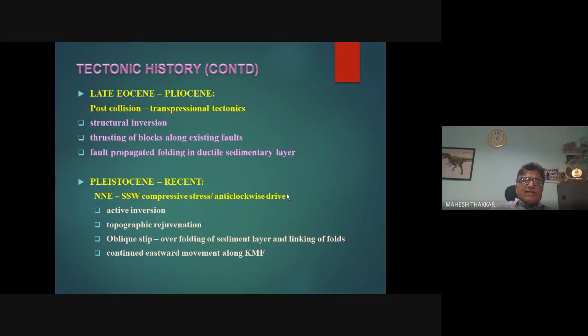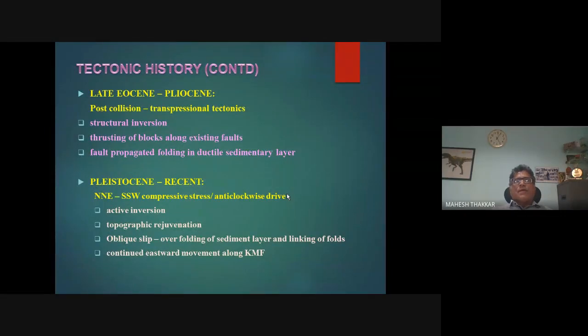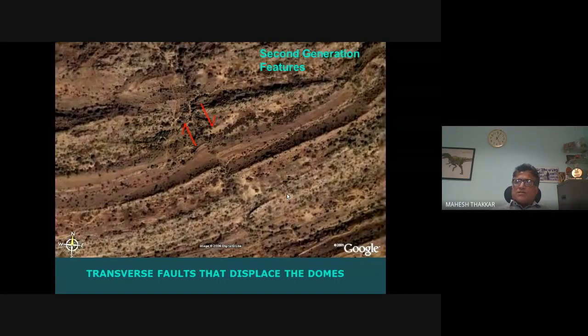And later, in the Pleistocene to recent phase, we have active inversion, active tectonics, and the paleoseismic signatures related to this Kachchh Basin. We also have topographic rejuvenation and present-day topography. So in this phase, from Eocene to Pliocene, a large number of transverse fault systems developed, and they dissected the Kachchh mainland fault and the other east-west faults into northeast-southwest, north-south, or northwest-southeast fault systems.